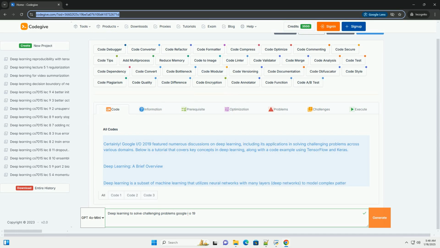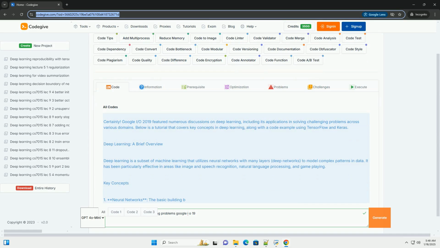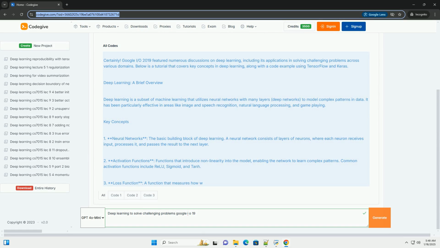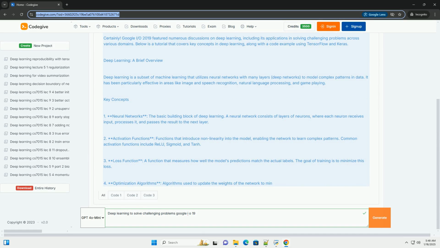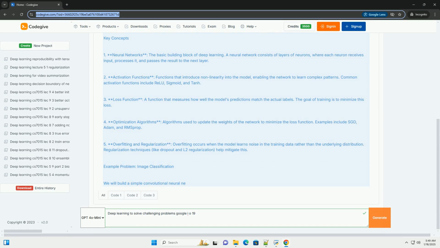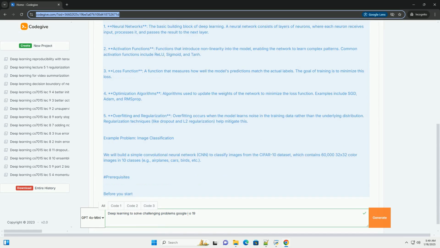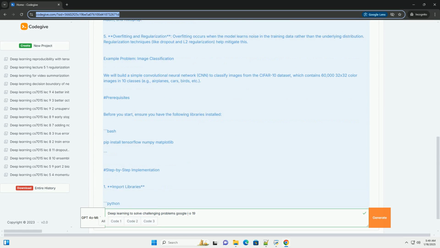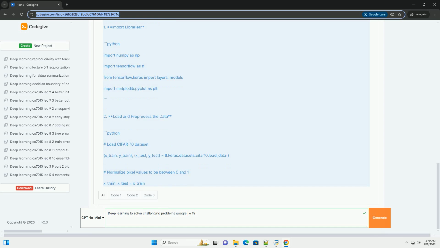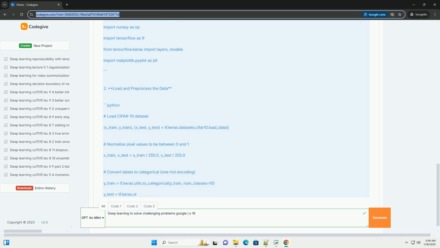Certainly. Google I/O 2019 featured numerous discussions on deep learning, including its applications in solving challenging problems across various domains. Below is a tutorial that covers key concepts in deep learning, along with a code example using TensorFlow and Keras. Deep learning, a brief overview.